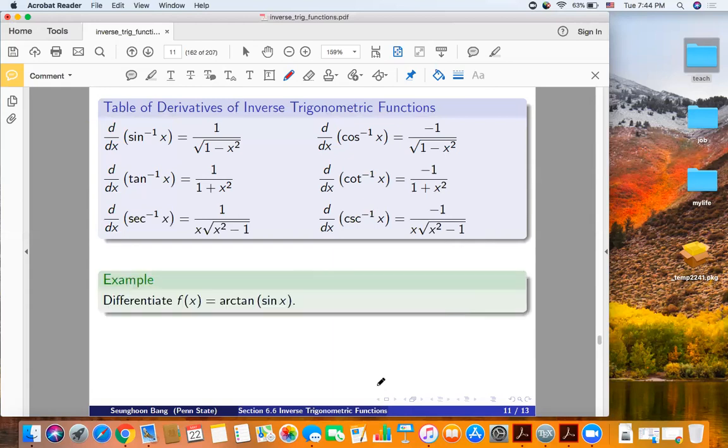Differentiate f of x equals arctangent of sine of x. How can you solve this problem? Here, we have to use the chain rule. What's the chain rule like? The chain rule is like this.